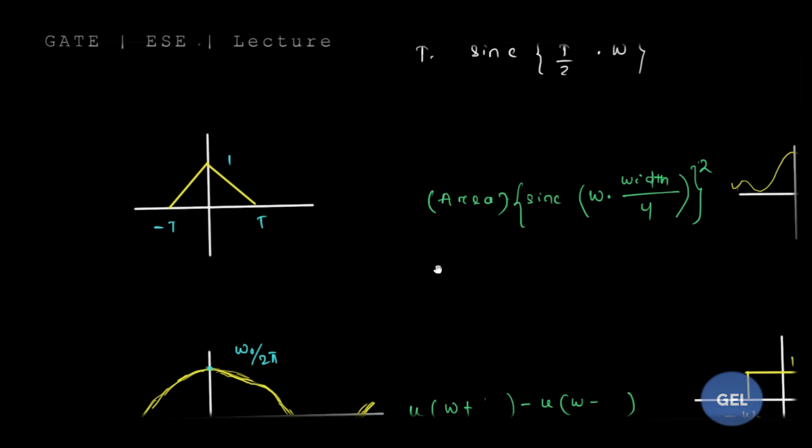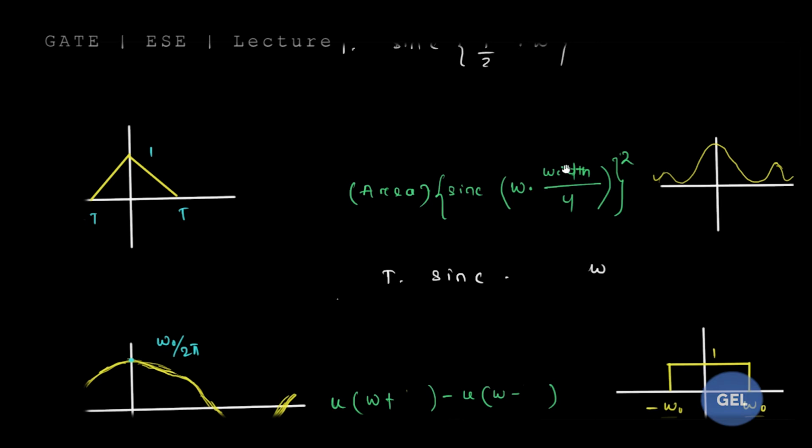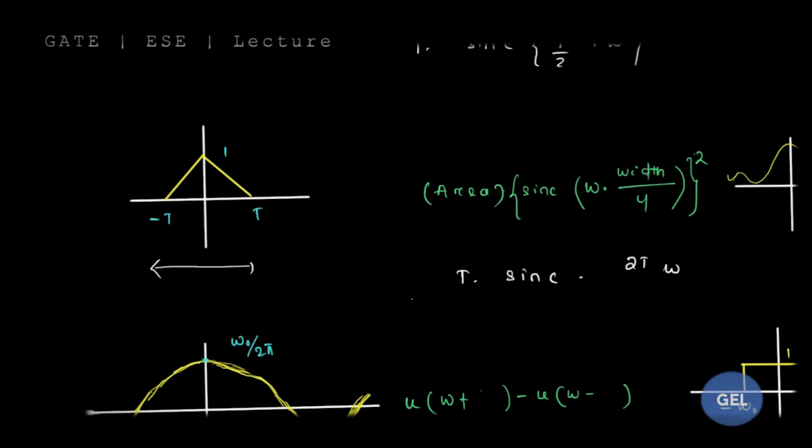So what is the area, sir? Half into base, sir, 2t into height, sir, 1, sir. So this will be t only, sir. Absolutely correct. T into sinc of omega domain, this is frequency domain, into width by 4. What is the width? That is 2t, sir. The width is 2t. Yes or no? So 2t by 4, sir. Absolutely correct. That means t by 2.